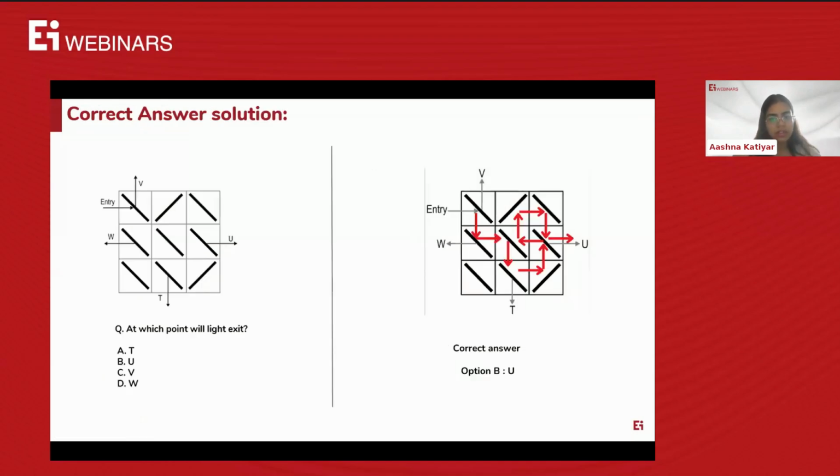So in this, the light enters and then it bounces off and moves down. And then again it bounces off and moves in the right direction. And it bounces off and moves down and then again right, then up. And then on the left side, it moves up. On the right side, down. And then it exits from point U. So this is how we apply computational thinking concepts, but we use the concept of light reflecting from a mirror that we commonly see in physics subjects. I think most of them got it right as well.